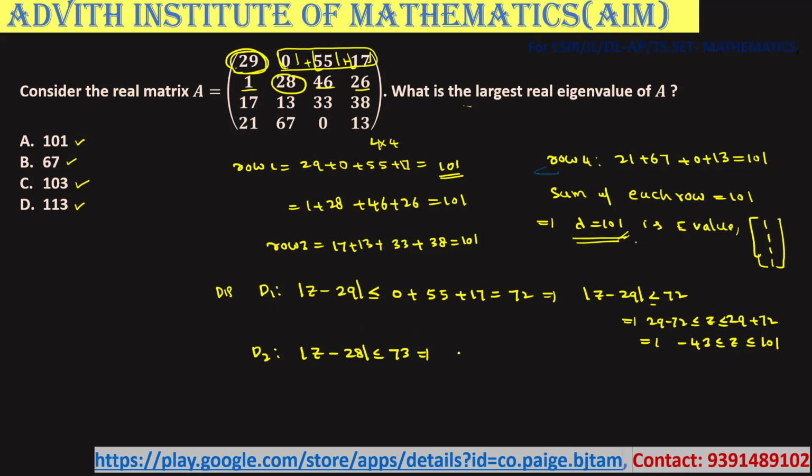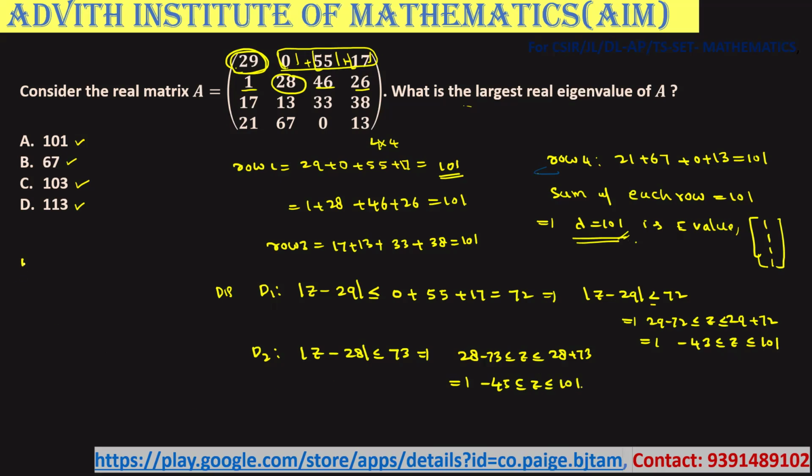Remove the modulus, 28 minus 73 is less than or equal to z is less than or equal to 28 plus 73. So which is equal to, 28 minus 73 is minus 45, so minus 45 less than or equal to z is less than or equal to 101.